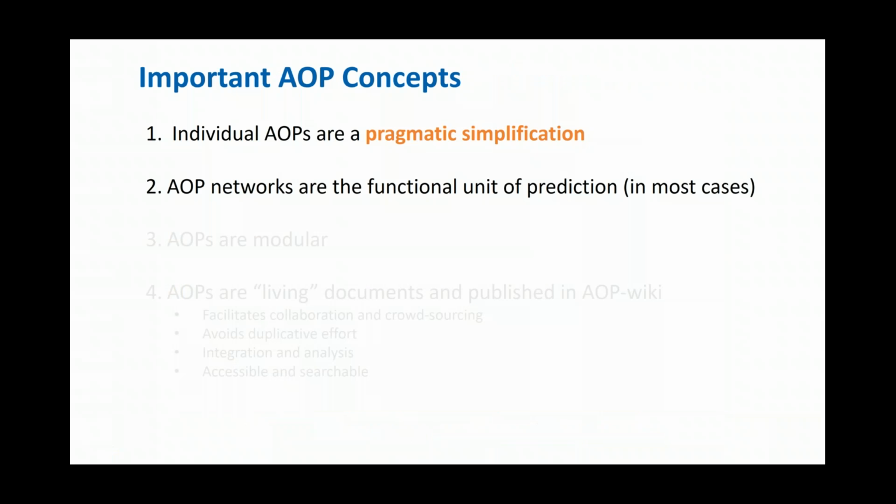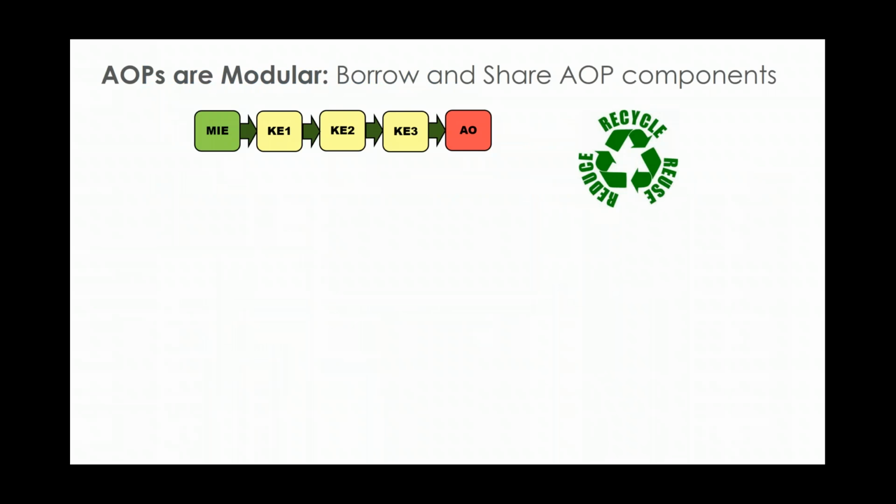And so this leads to the third important concept, that AOPs are modular. In order for these networks to occur, they have to have shared components. When you're developing an AOP, there's a lot of overlap in the information between the different AOPs, and so there's no sense in having authors describe that same information independently of each other. So AOPs are built in a modular way so that the different evidence, measured units, and the links between them can be borrowed between AOPs.